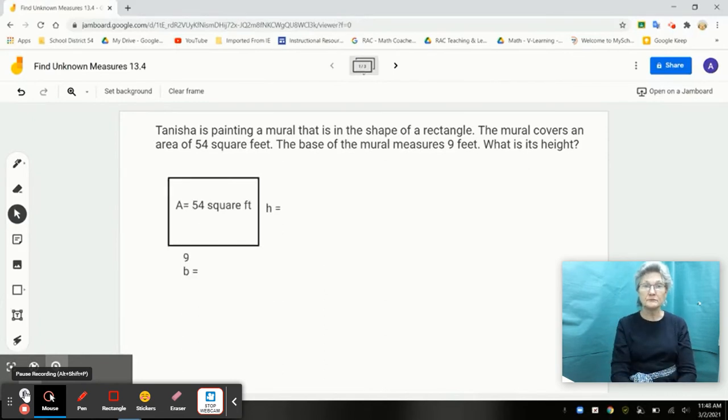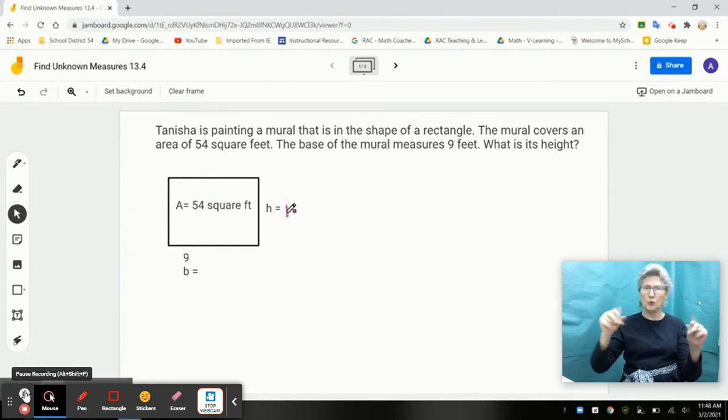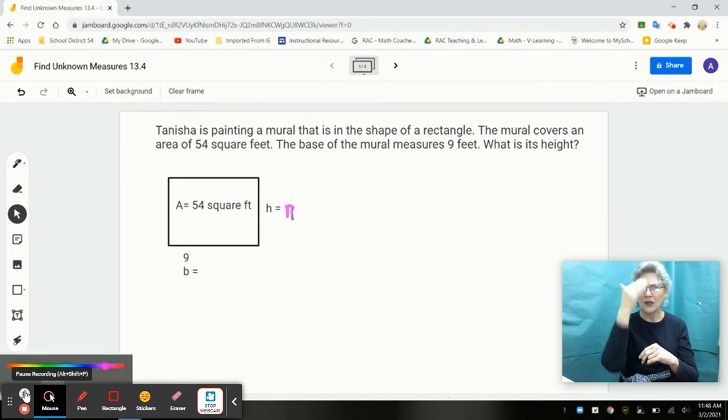So here's my visual. I filled out what I know. So I know that my base is 9 feet, and I know that my rectangle has an area of 54 square feet. Now, do I know my height? I don't. So what we're going to do is put an n there because that's what we're trying to solve for. We're trying to figure that out. So now that we have our model represented here, we can write an equation to help us solve.